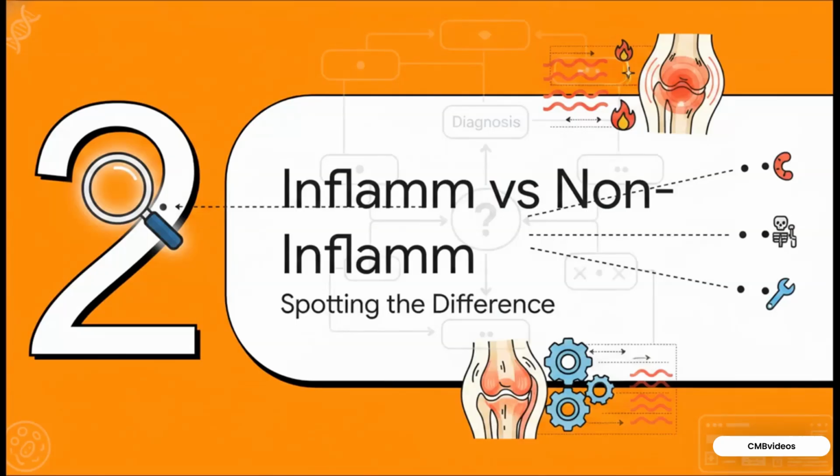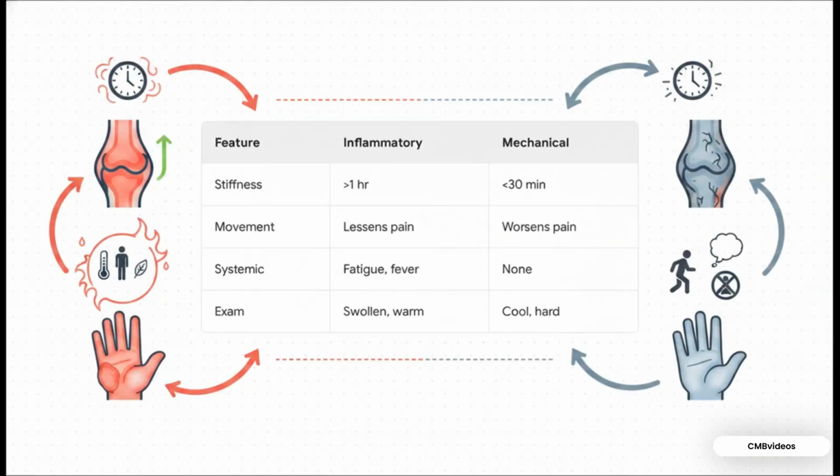Moving right along to Section 2, inflammatory versus non-inflammatory pain and how we actually spot the difference. So how do we play medical detective here to separate those first 2 major buckets? Well, notice how inflammatory pain, like in rheumatoid arthritis, features what we call the gel phenomenon. That's morning stiffness lasting over an hour. But here's the kicker. That stiffness and pain actually get better with movement and activity.